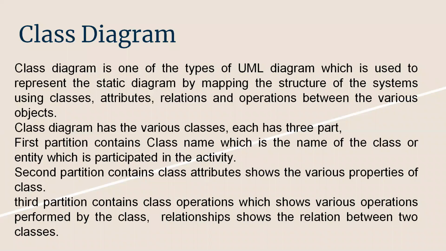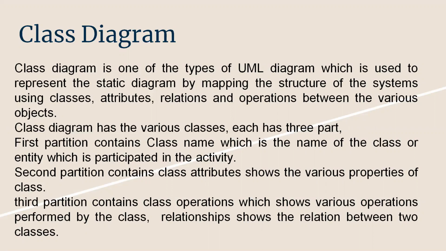Now, this is an example of the structural model. We can say the class diagram is one of the best examples to understand the structural model, how it works and how to create a structural diagram. Class diagram is one type of UML diagram which is used to represent the static diagram by mapping the structure of the systems using classes, attributes, relations, and operations between the various objects.